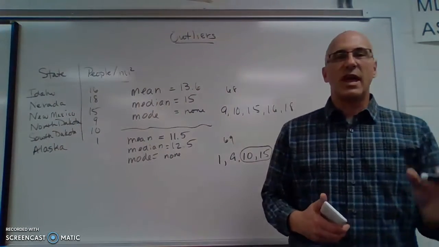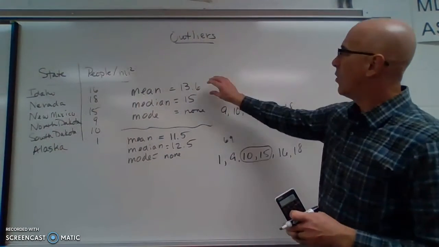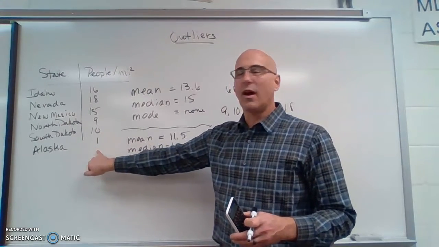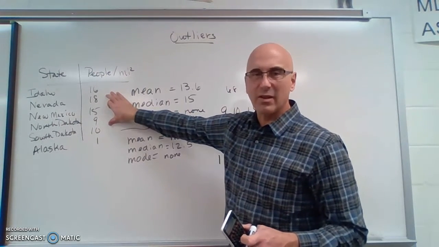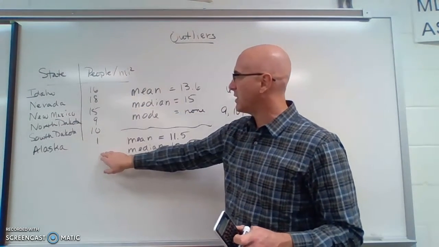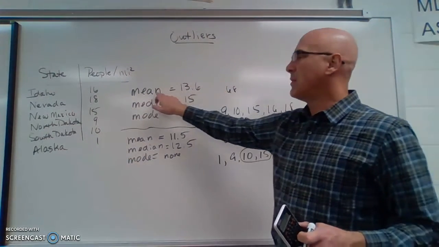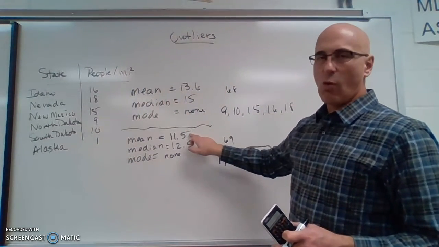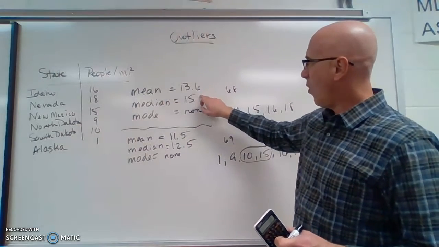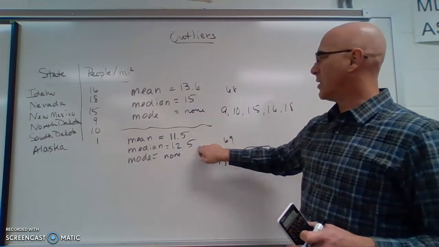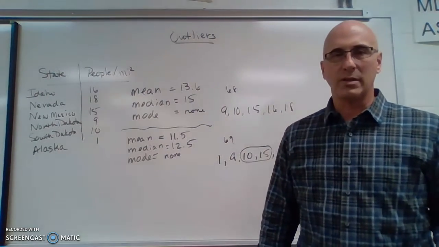Now just take a look at what happened when we threw one data point in there that was a lot different than the others. When I threw a 1 in there, it made my mean, my average, go way down. And my median, my middle value, also went down by 2.5 points.